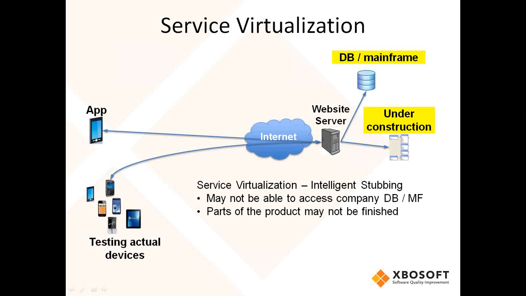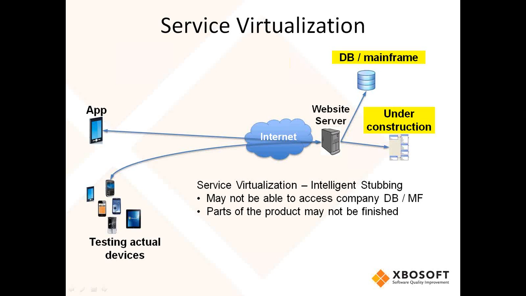Same with other parts of your product. Let's say you're only responsible for a part of your mobile service, and somebody else is responsible for another section, so you have to get data from that other section. Well, you can't wait until they're finished. You have to start your section now, and you have to test it now. So you do the same thing. You do some intelligent stubbing, service virtualization, so you take that service and you write code that emulates that service.